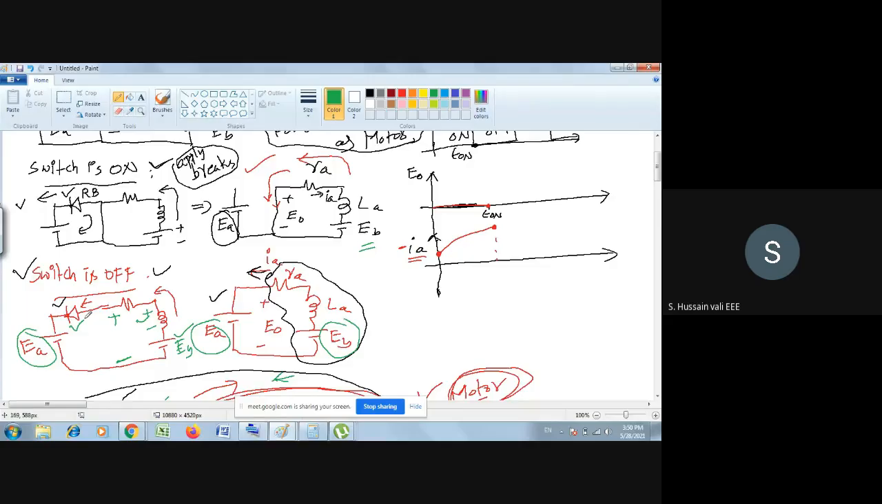Now, are you convinced with this? Yes, sir. Sir, can we say in this way that our torque is directly proportional to current, then as current gets reversed, torque gets reversed, so it gets slowed down? Yes, correct.